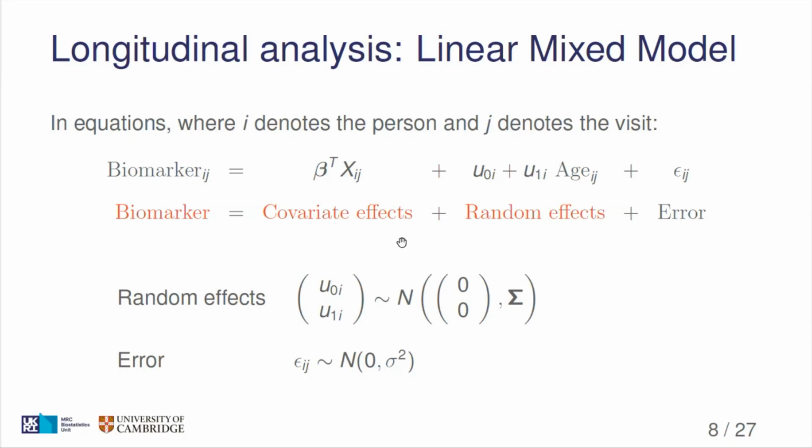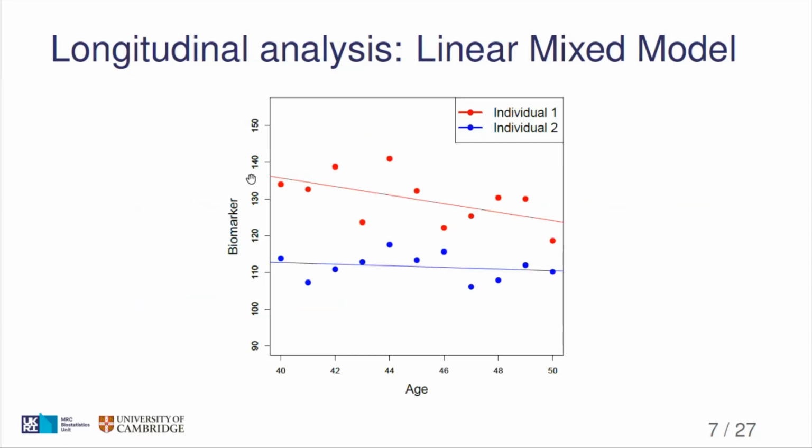But here is that normal assumption that I mentioned, that we assume that U0 and U1 are distributed normally with some variance. And you can also allow for correlation between the random intercept and the random slope. That could mean, for example, that the higher your biomarker is initially, the more steeply declining the slope.